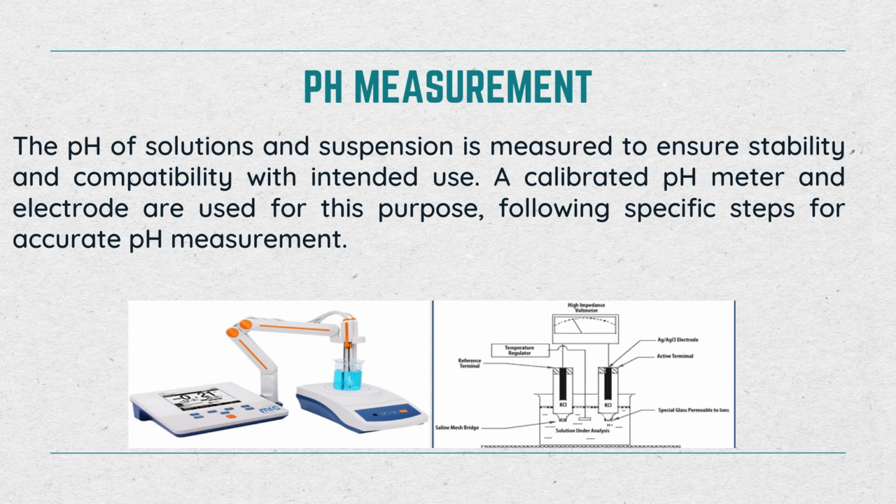pH measurement. The pH of solutions and suspension is measured to ensure stability and compatibility with intended use. A calibrated pH meter and electrode are used for this purpose, following specific steps for accurate pH measurement.